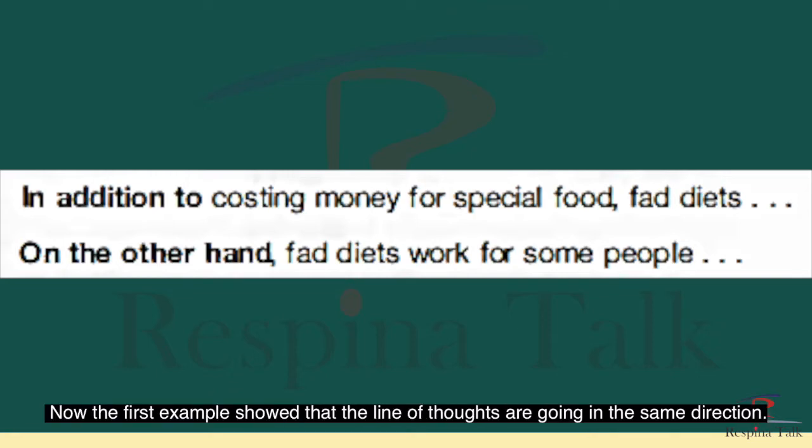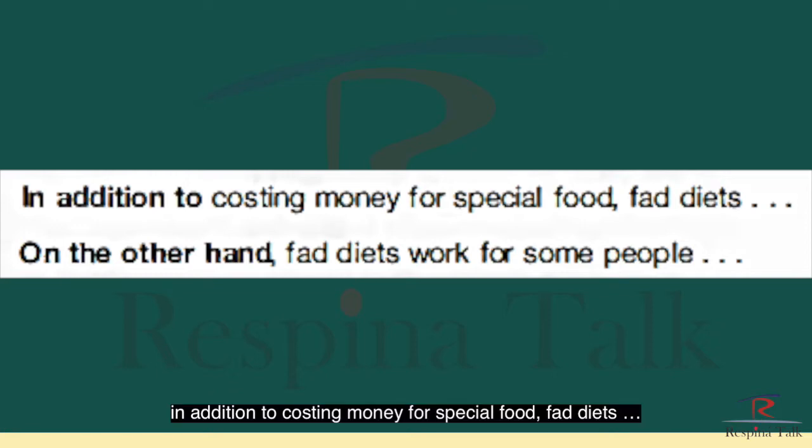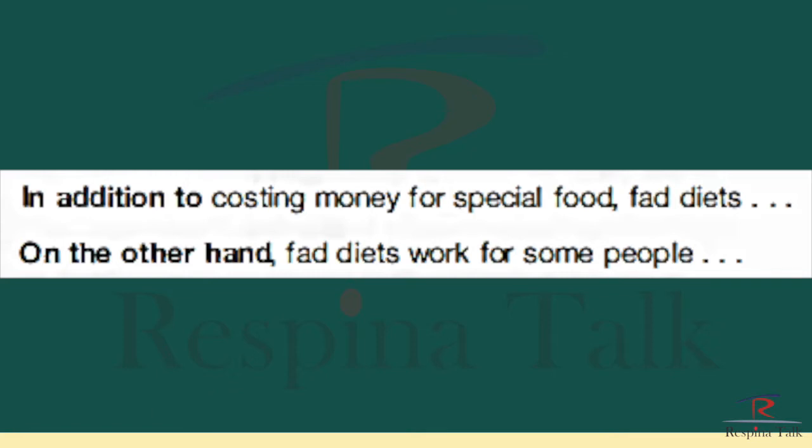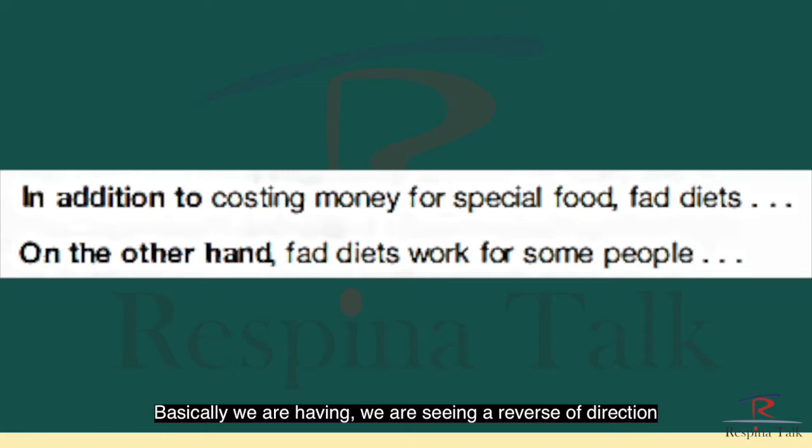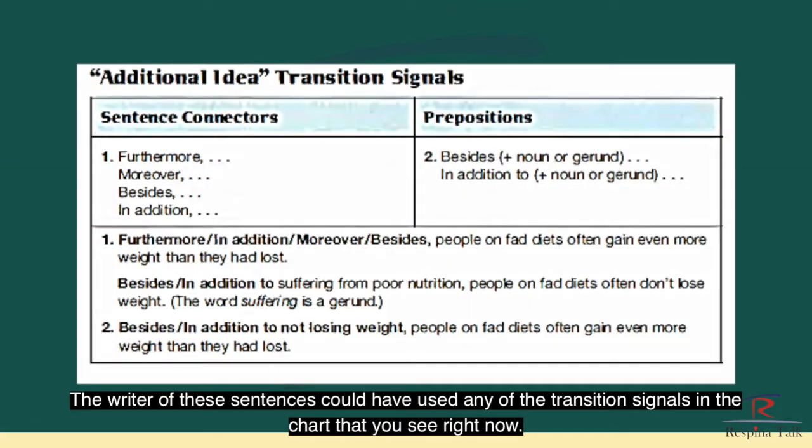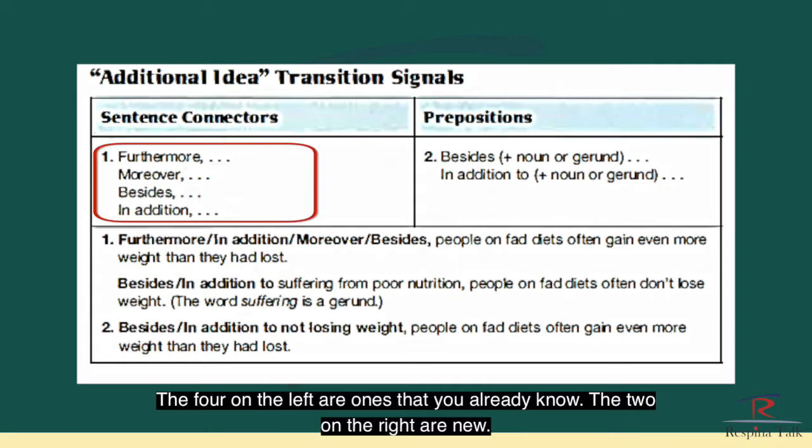Now, the first example showed that the lines of thought are going in the same direction. In addition to costing money for special food, fad diets, blah, blah, blah. It's in the same direction. But in the second example, which says, on the other hand, fad diets work for some people, basically we're seeing a reversal of direction. Now, the writer of these two sentences could have used any of the transition signals in the chart that you see right now. The four on the left are the ones that you already know. The two on the right are new.